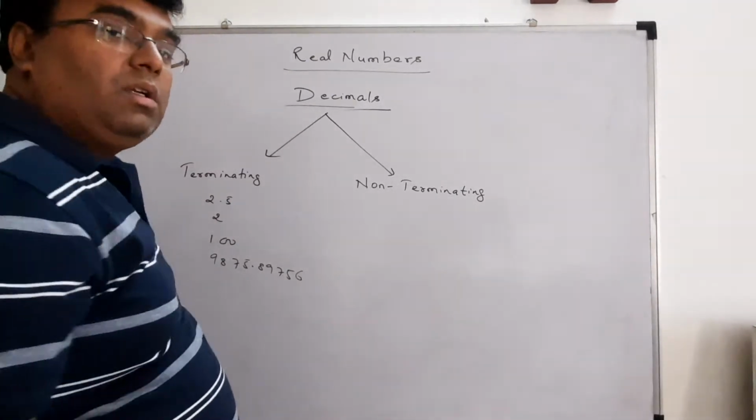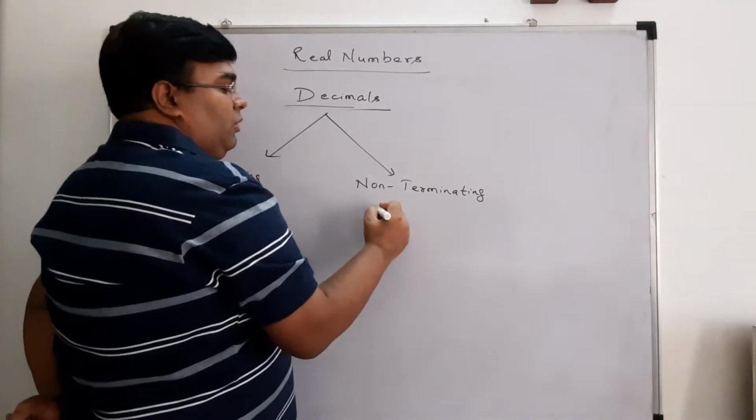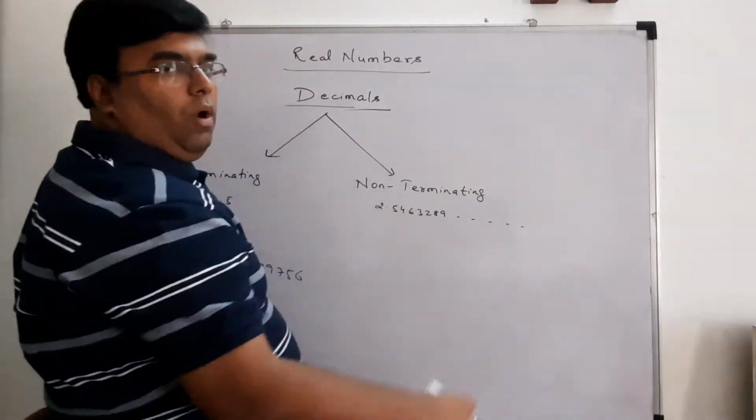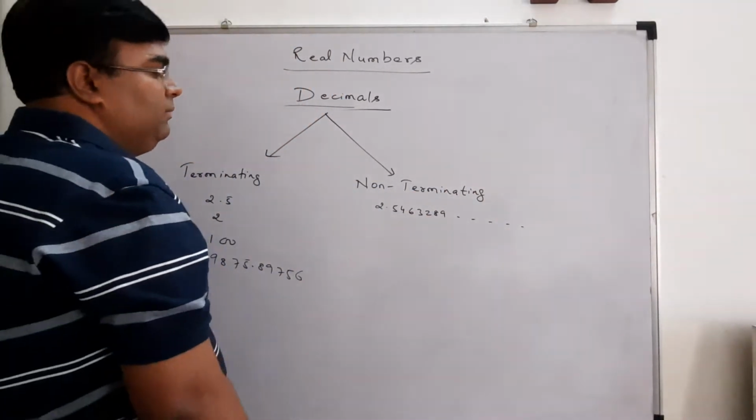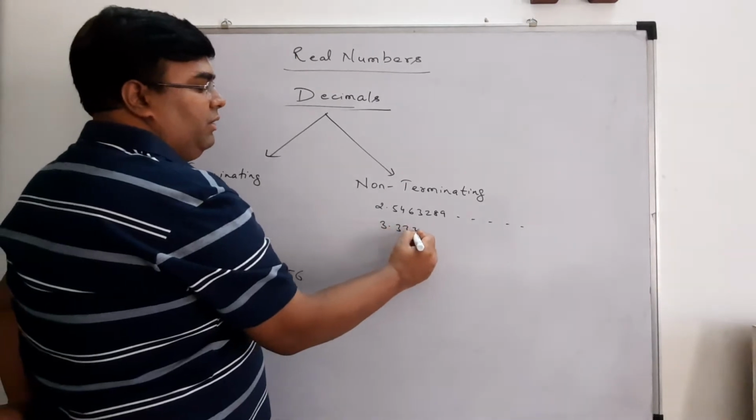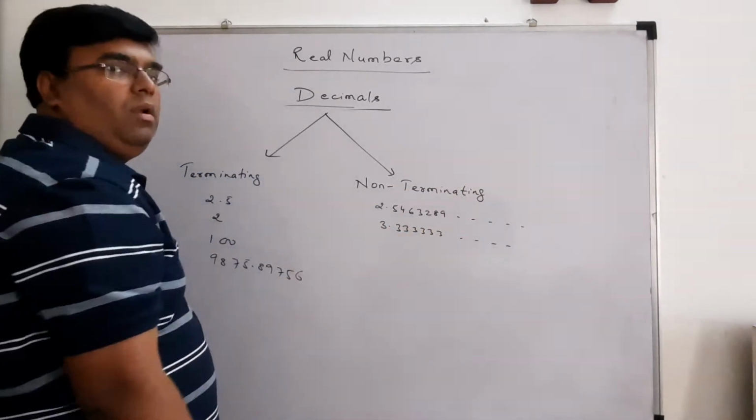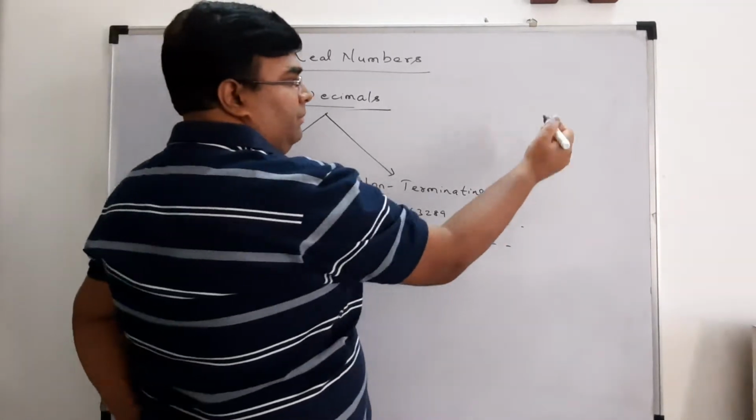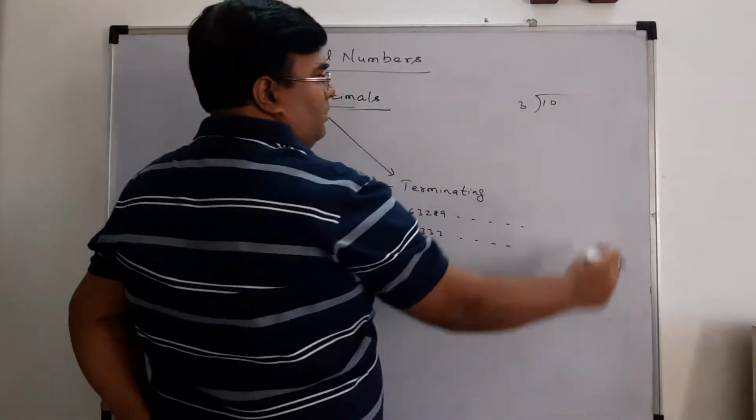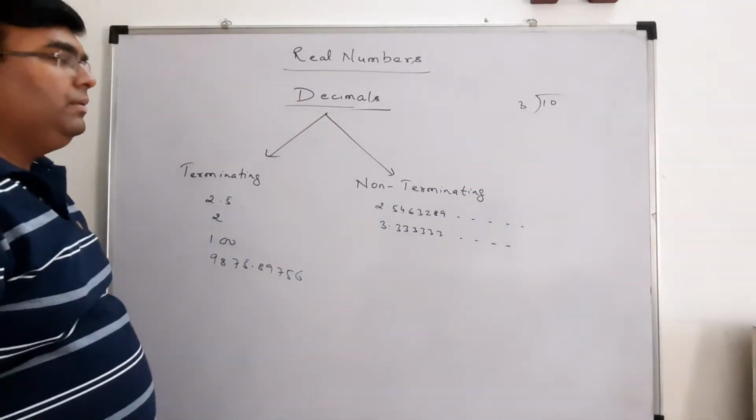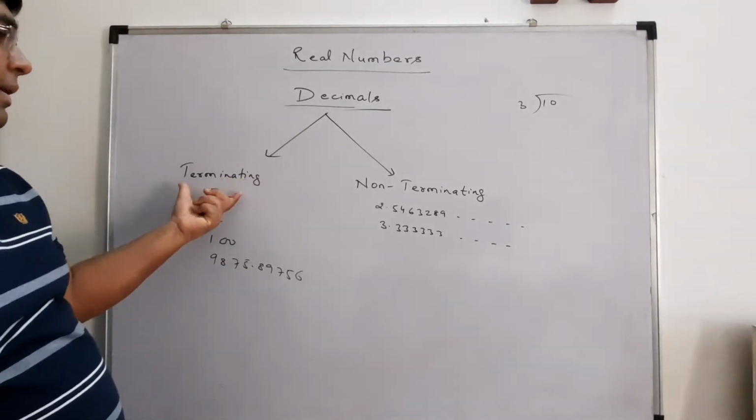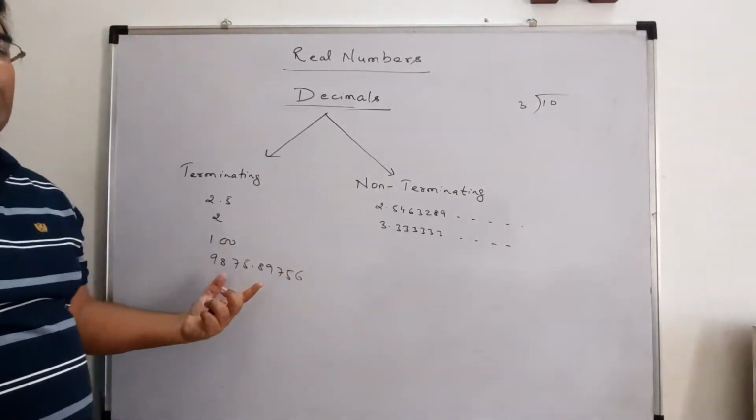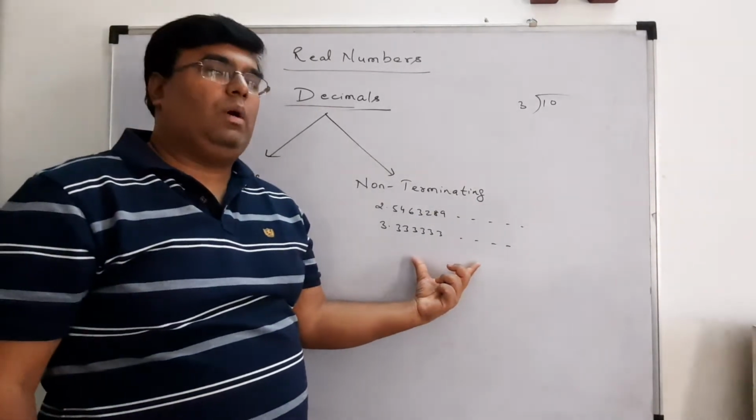Non-terminating, of course, we cannot count. For example, 2.5463289 and so on, never ending. Like 3.333333, never ending. You can get this number if you just divide 10 by 3. So understand the difference: terminating, where we can count the number of digits, and non-terminating, where we cannot count.